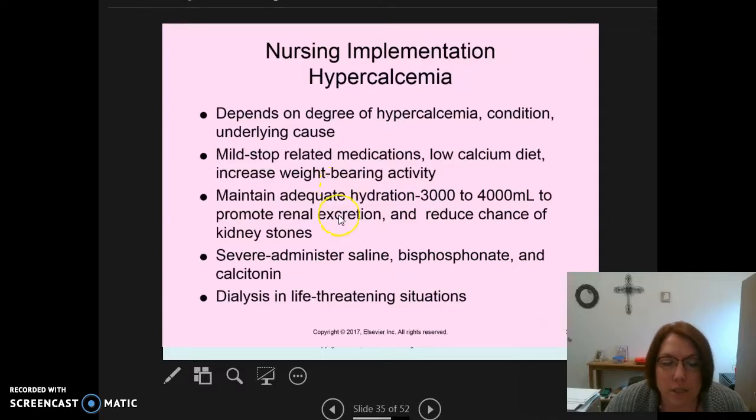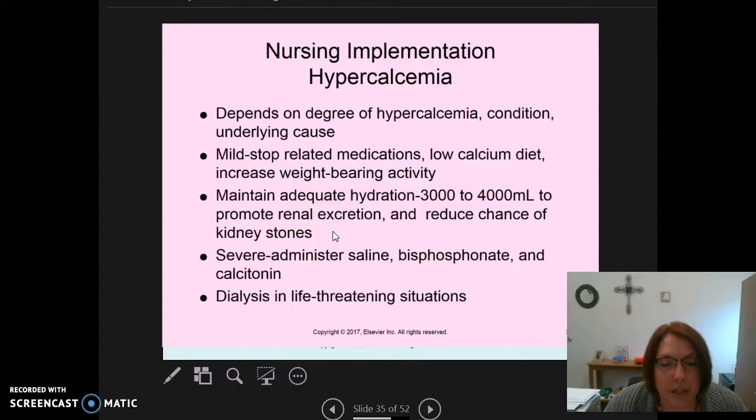So with these patients, we want to maintain hydration of 3,000 to 4,000 milliliters a day to promote renal excretion and reduce the chances of kidney stones. And in your book, it mentions that cranberry juice and prune juice are good fluids to give them because it's acidic and it helps to prevent stones.